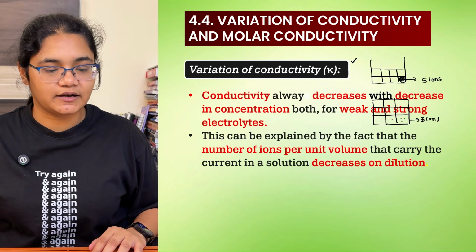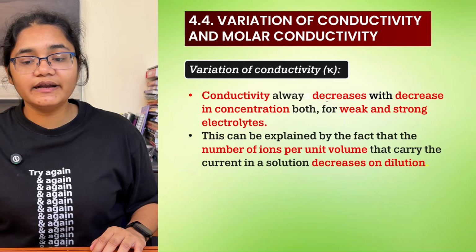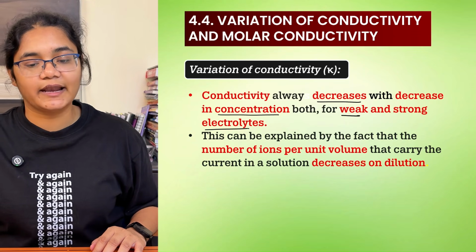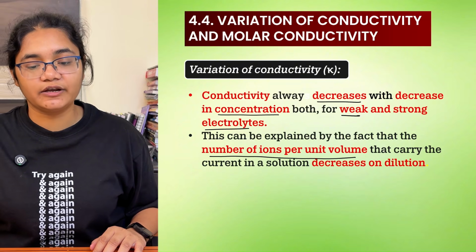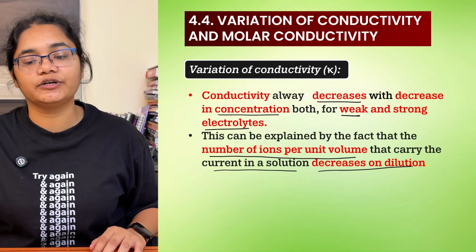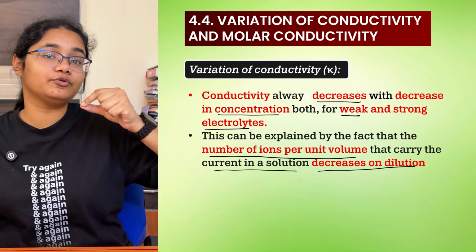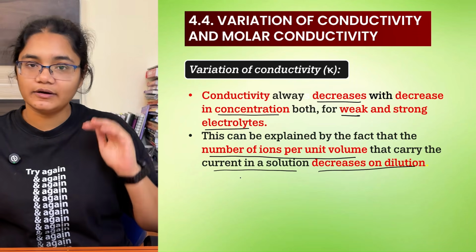I'll just erase and explain this one. See here. Conductivity always decreases with a decrease in concentration, both for strong and weak electrolytes. This may be explained by the fact that the number of ions per unit volume that carry the current in a solution decreases on dilution. So when you dilute it, the number of ions per unit volume decreases, and as a result the conductivity also decreases.